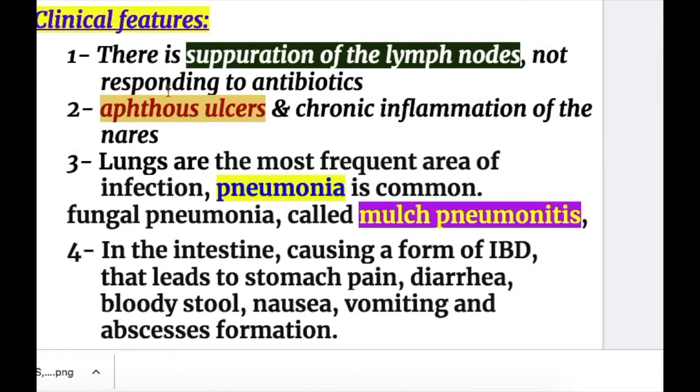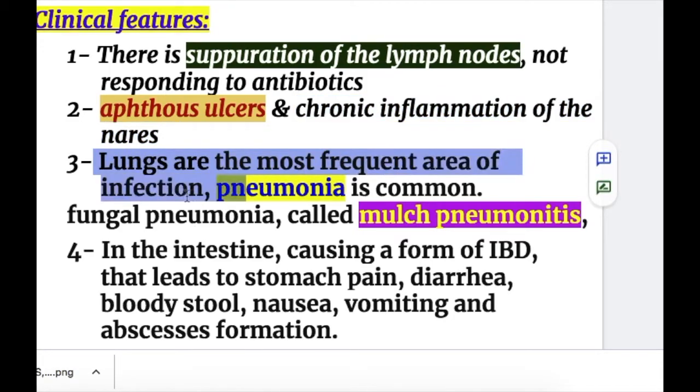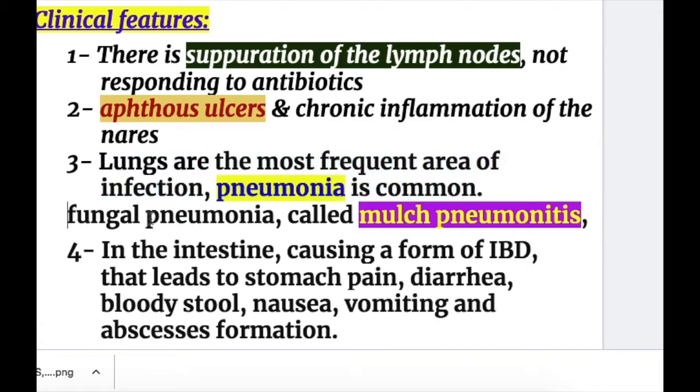Now, clinical features of the CGD. There is suppuration of the lymph node, not responding to antibiotic. Number 2, skin involvement. There are skin lesions, aphthous ulcers, and chronic inflammation of the nares. Number 3, lungs are the most frequent area of infection, and pneumonia is common. And a type of fungal pneumonia in CGD is called mulch pneumonia.